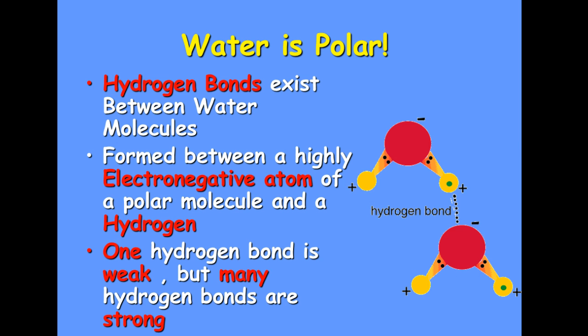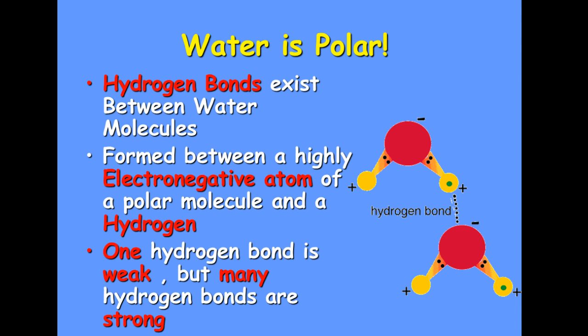Alright, I need you to write everything on this screen. First, underneath water is polar, write hydrogen bonds exist between water molecules. What are hydrogen bonds? We've learned covalent bond, we've learned ionic bond. Hydrogen bonds are a little bit different. I need you to write hydrogen bond again in the second bullet that you see here. So it should read hydrogen bond and then a little dash.